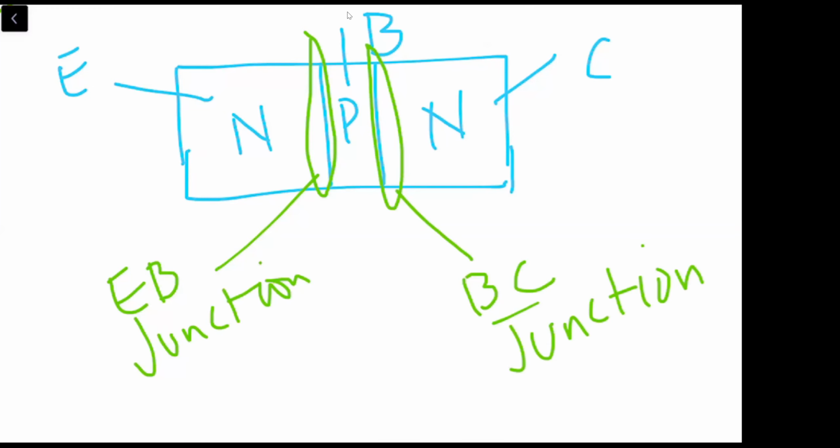So to have the normal operation of the transistor, the emitter base junction, the first junction, needs to be forward bias, and the second junction, which is the base collector junction, needs to be reverse bias. Now let's see what happens if we make the two as mentioned to have the normal operation of the transistor.